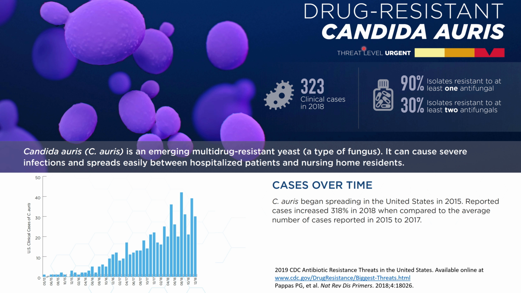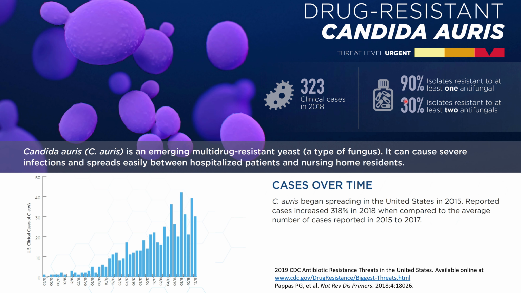So this is from the CDC specifically for Candida auris. They showed that the incidence of Candida auris is on the rise, so it's continuing to go up. What's concerning about Candida auris, and they have an urgent threat level for this, is that 90% of Candida auris isolates are resistant to at least one antifungal, and about 30% of them are resistant to at least 2 antifungals. And we're not sure in the next few years if this resistance will get worse or just stay the same.